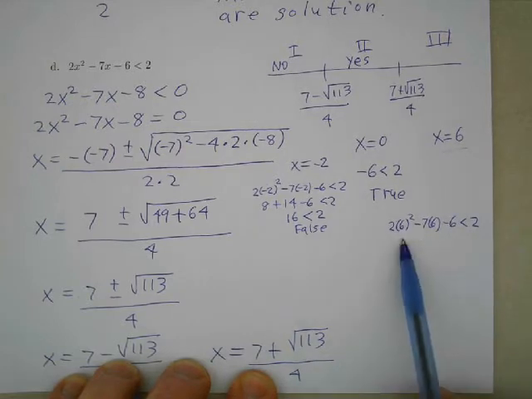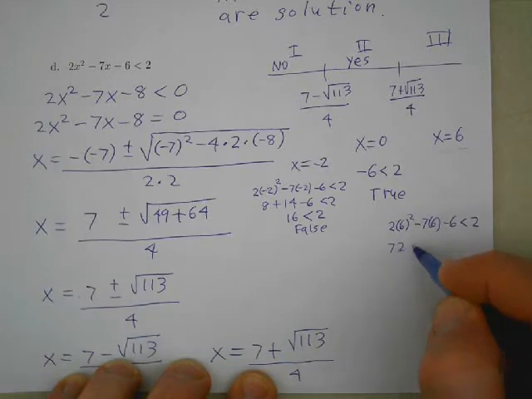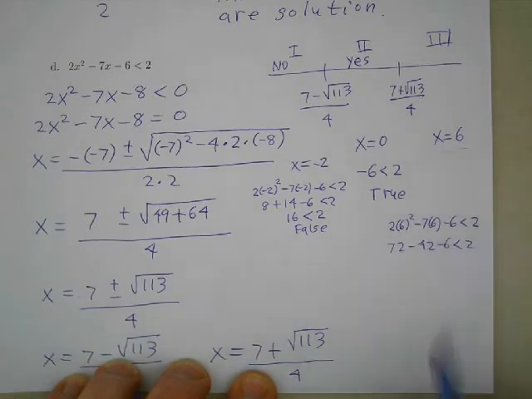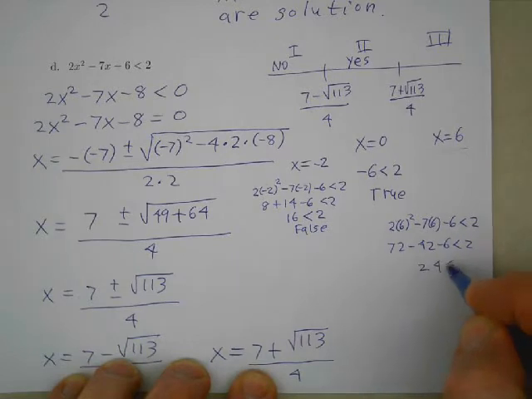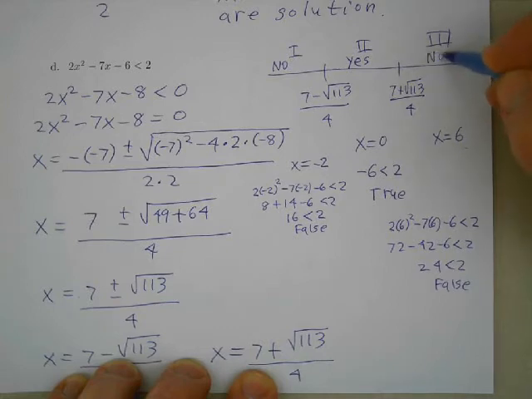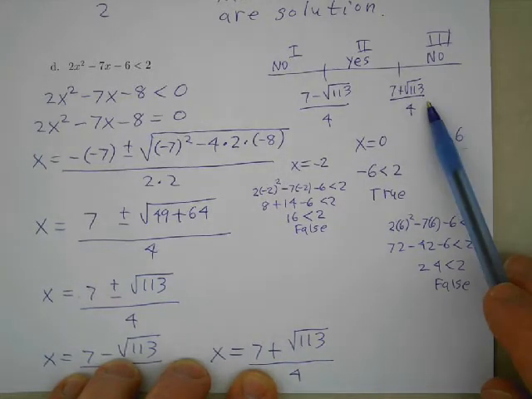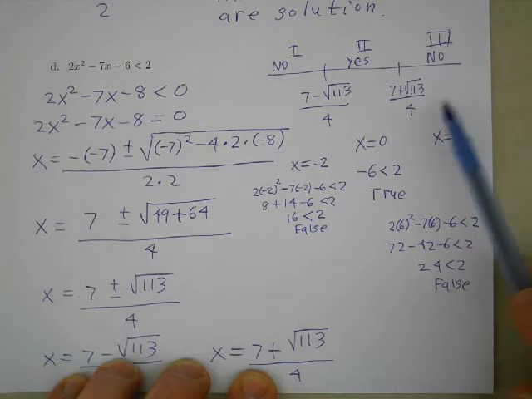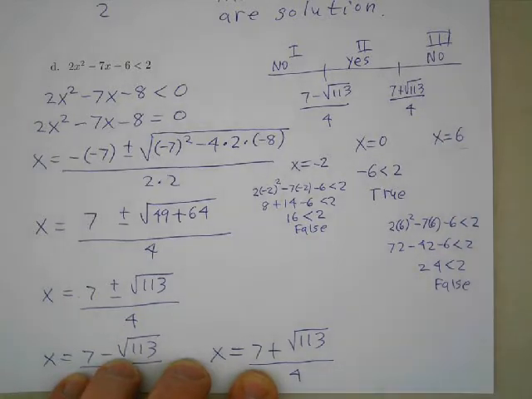6 to the second is 36. 2 times 36 is 72. Minus 42 minus 6 is less than 2. 72 minus 42 is 30. 30 minus 6 is 24. And 24 less than 2, that is false. So none of the numbers from 7 plus the square root of 113 over 4 to infinity are solutions.